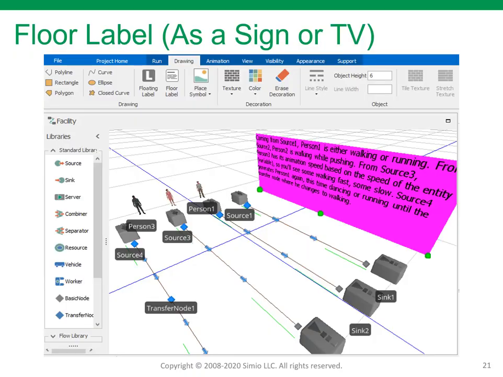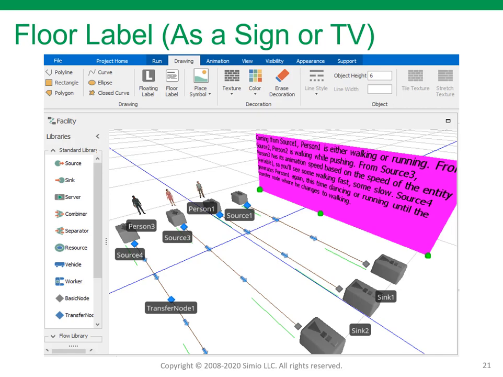We can also have floor labels that are not attached to an entity, so similar to the status labels that we saw before, rather than moving with an entity, they will be in a fixed location. And as we see here on the PowerPoint, we can also use these as what we would call a sign or a TV, which I'm going to demonstrate by using the height. So by using the object height, we can have this show up as sort of a sign that you would see inside the model, or a TV view.